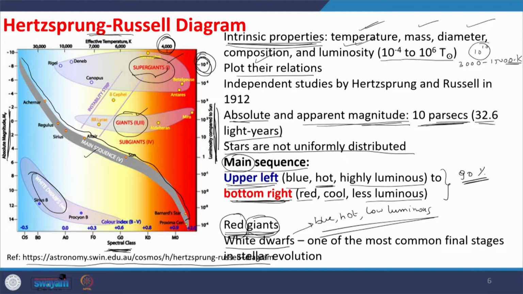Stars are clustered into three major categories. Number 1, main sequence. Number 2, giants, red giants or super giants. Then number 3, white dwarfs. So, if you have, say, 100 stars, 90 are on the main sequence, and out of the remaining 10, some are in red giants and super giants, and the remaining are in white dwarfs.